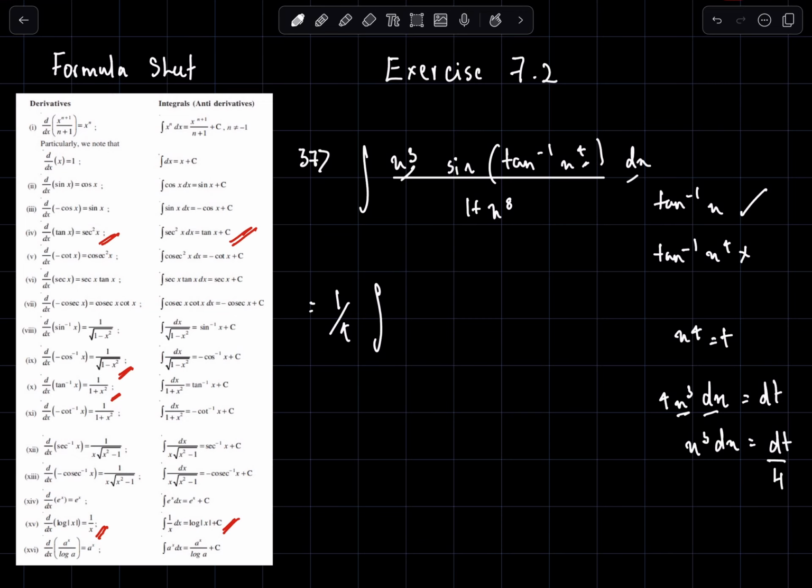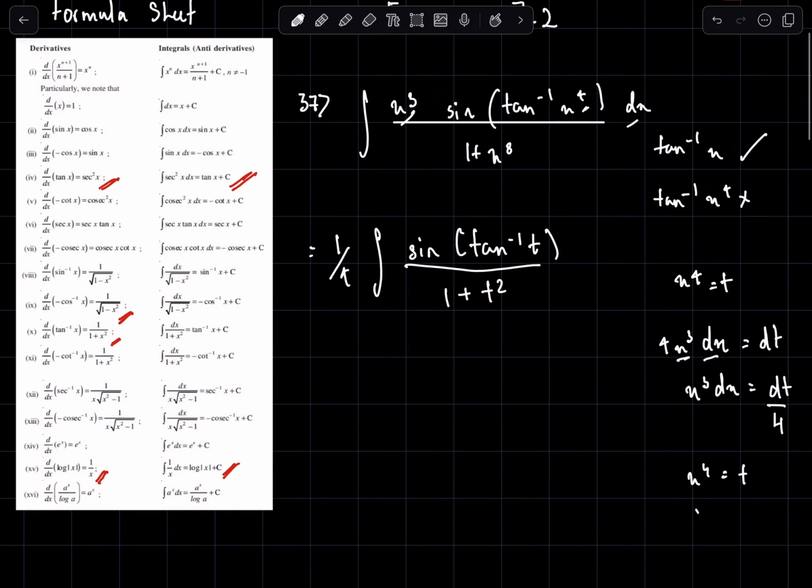So now this is equal to 1 by 4, because that's dt by 4, integral of sine tan inverse t divided by 1 plus t squared, right? Because x to the power 8 is just t squared. So if x to the power 4 is equal to t, and then you square it, t squared is equal to x raised to the power 8. Okay? So this and this.